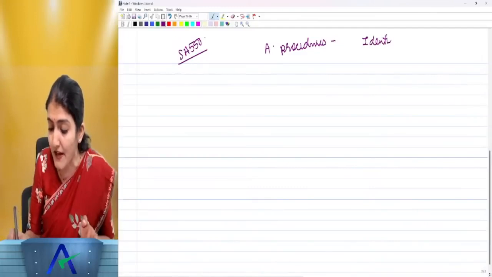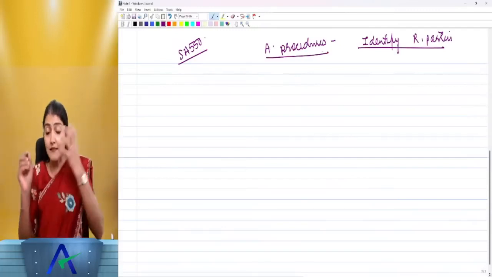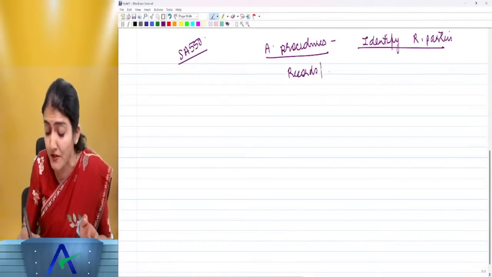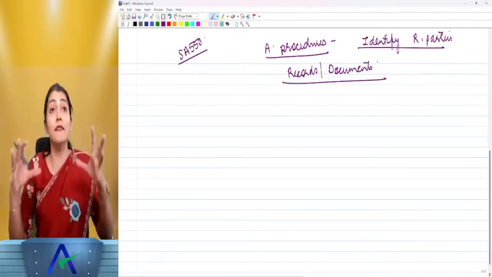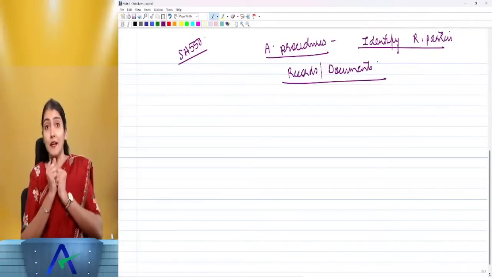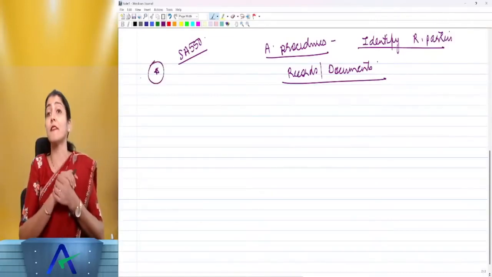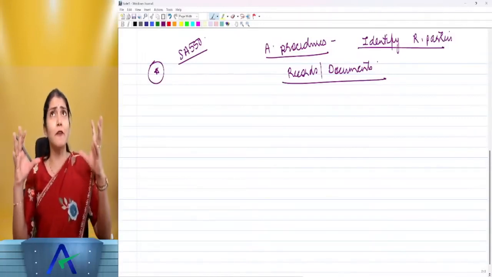Yes, I want the chat box flooded with answers. Tell me what are the audit procedures to identify the related parties. That means which are the records and documents which can give information to the auditor regarding the existence of related parties? Quickly tell me. Audit procedures, again a favorite question from SA 550. Which records and documents can give information?